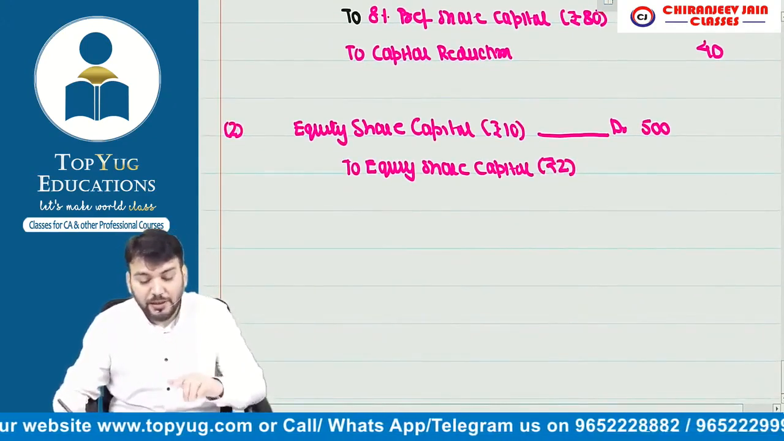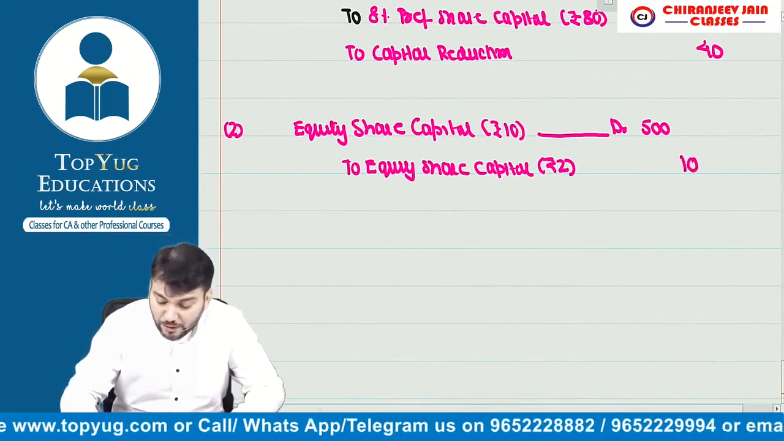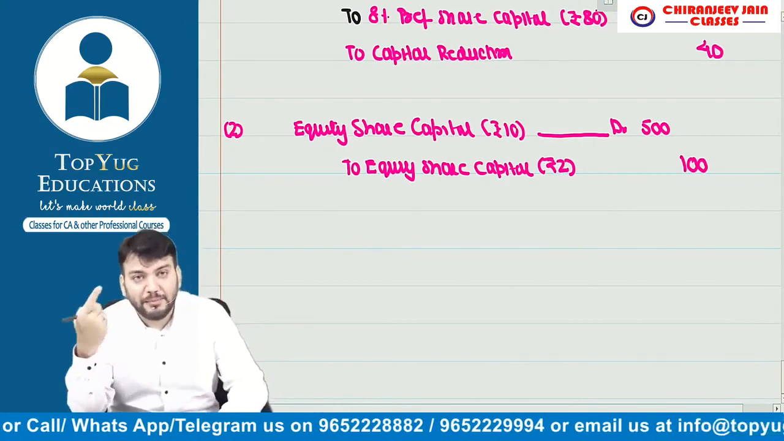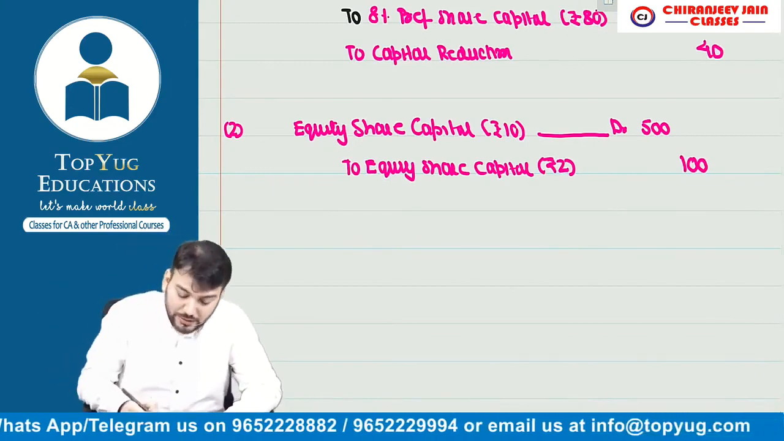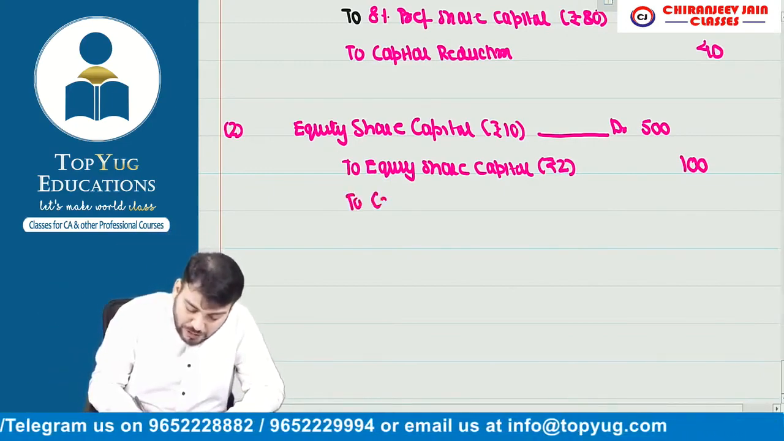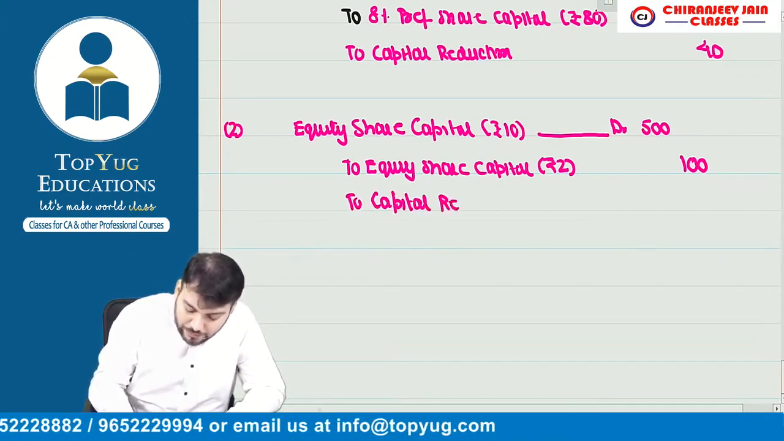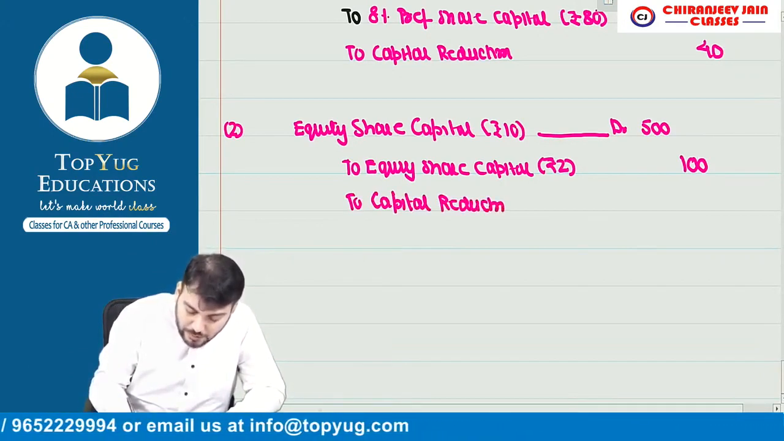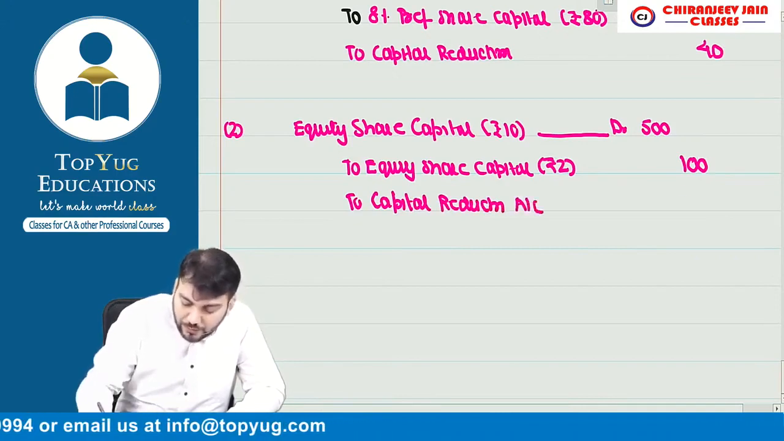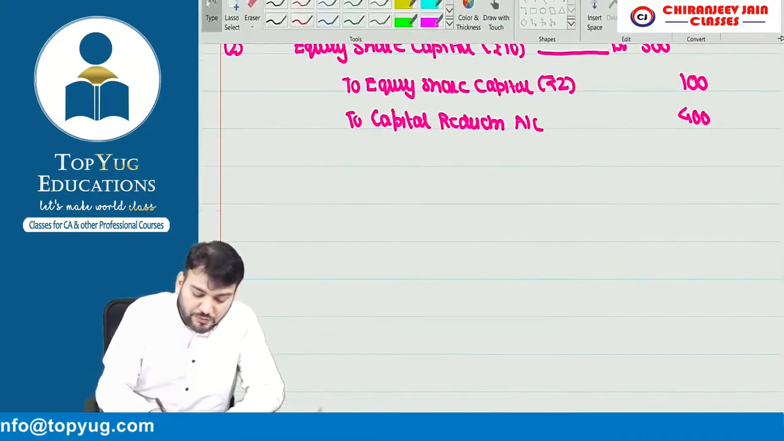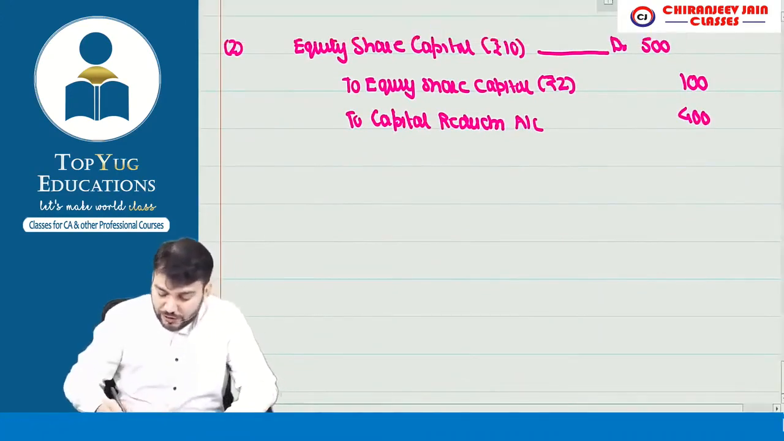So how much will it become? Now 500 will be converted into 100 lakh. So simple. Correct? Yes sir. You can do 500 divided by 10 into 2. So the balance will be transferred to which account? Capital reduction account, that is 400 lakh. So first transaction, first information done. Yes sir. Now we'll come to the second transaction.